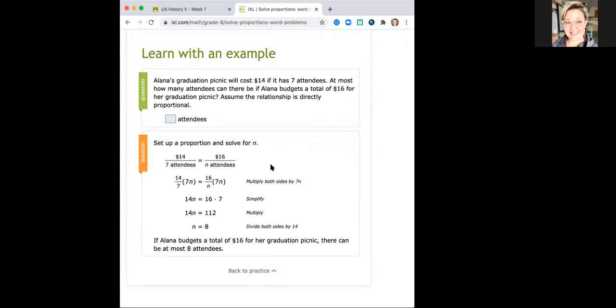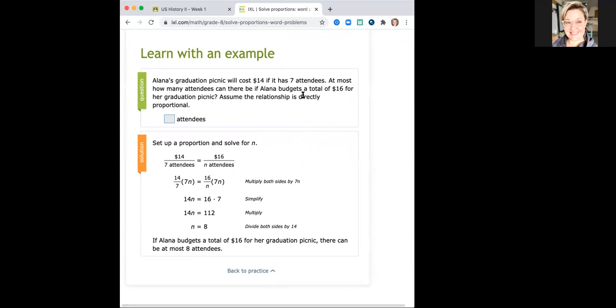So Alana's graduation picnic will cost $14 if it has 7 attendees. At most, how many attendees can there be if Alana budgets a total of $16 for her graduation picnic? Assume the relationship is directly proportional. So we're going to look back at the way that we were making equal ratios. So it's kind of the same thing, but we're using this word proportional. Okay, so we're going to set up and solve for letter N.